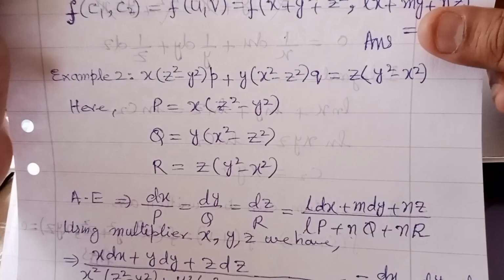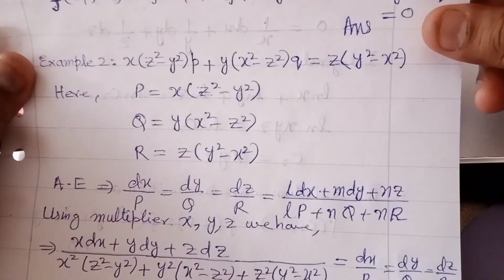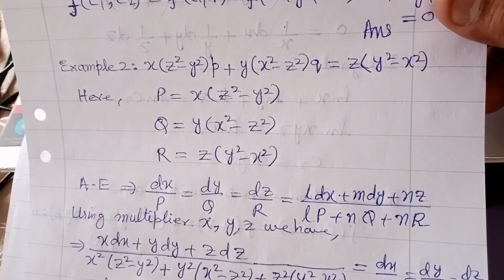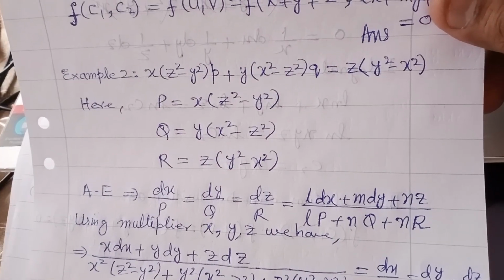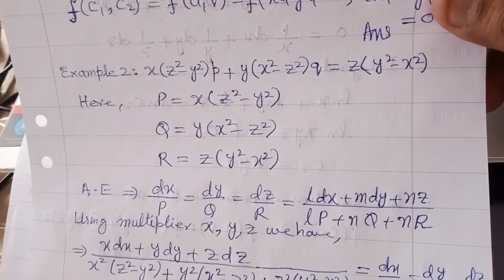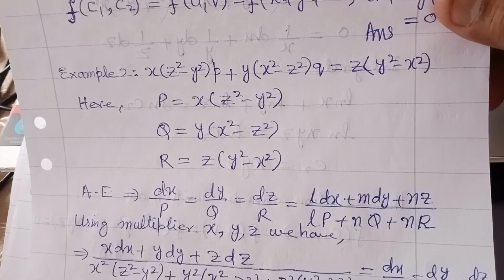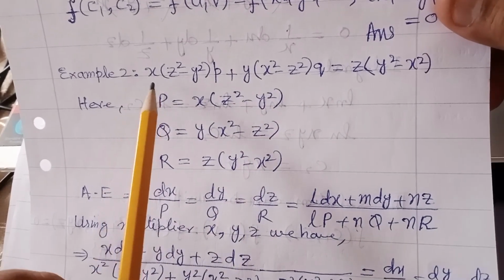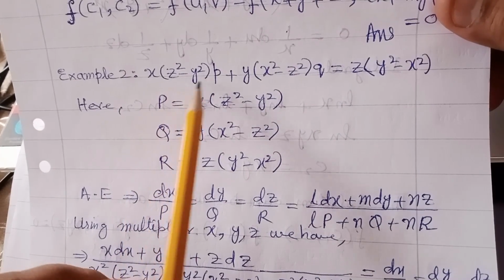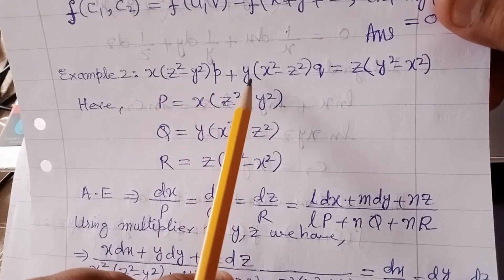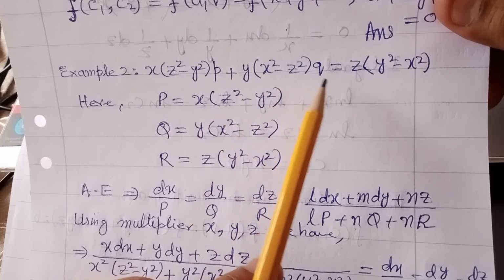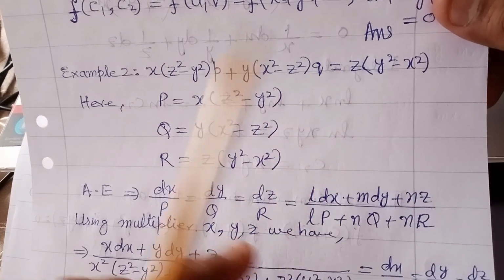Now we have another example. Lagrange multiplier is a very common and popular method to find the solution of such kinds of equations, which are known as Lagrange's partial differential equations. Now look at example number 2. In example number 2, we have x times (z square minus y square) p plus y times (x square minus z square) q is equal to z times (y square minus x square).